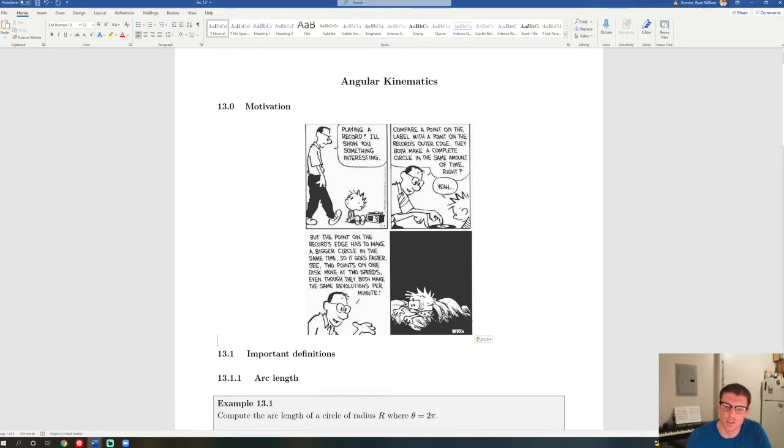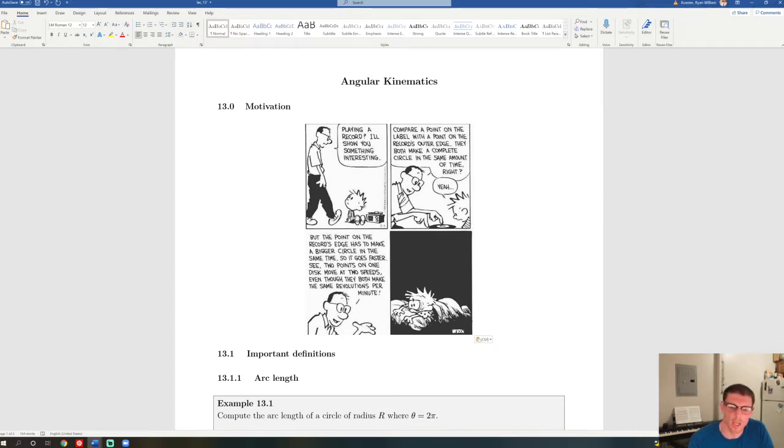And this is him losing sleep over that idea, right? And I think that when I first read this, my reaction was very much the same. We'll see that what his dad is talking about is basically the difference between tangential velocity and angular velocity. And we will discuss both those things in depth a little bit later on. The first thing we need to do is just get some definitions out of the way.